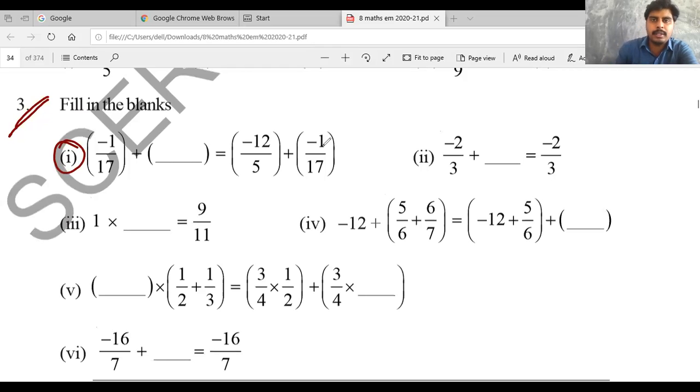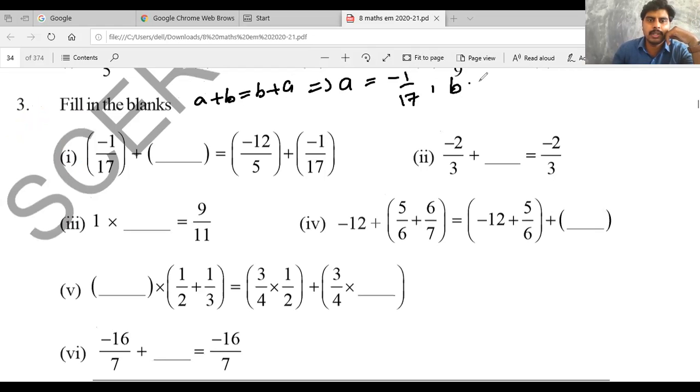So in the commutative property, what will we write here? What is the commutative property actually in addition? Okay, so a plus b is equals to b plus a, right? Then what is the a value? Minus 1 by 17. What is the b value? Minus 12 by 5. Okay, then what is the blank here? Minus 12 by 5 is the answer. Unmute Saiteja. Sir, minus 12 by 5, sir. Yeah, okay, good, very good. Okay, take that first screenshot.